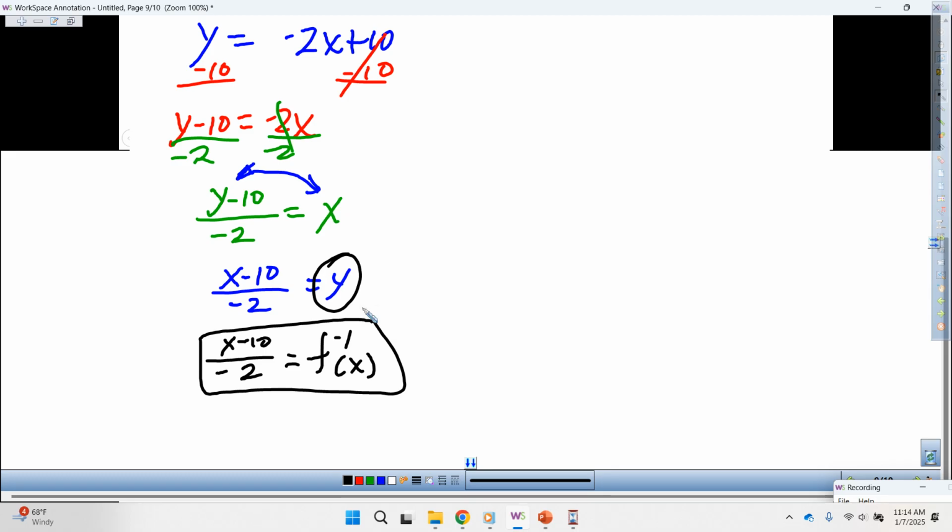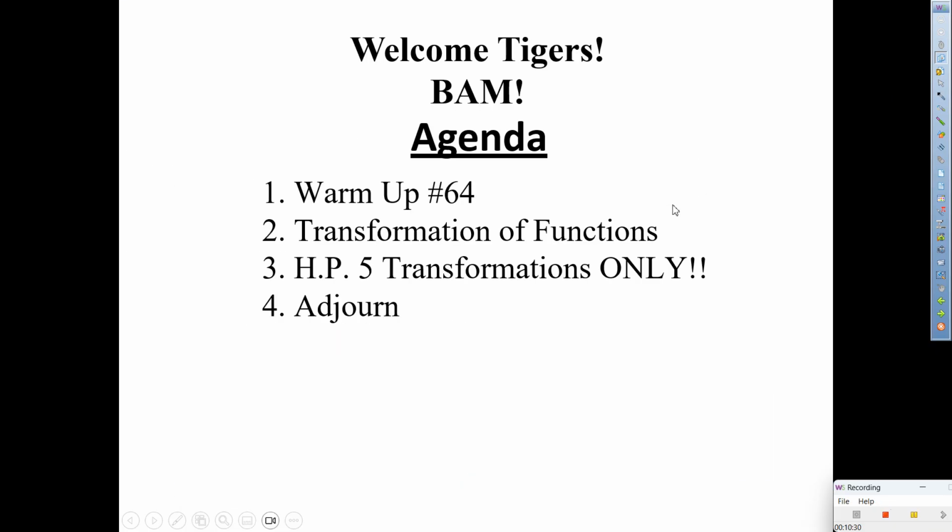Hands up if you got something like that. All right, not bad. All right, copy the agenda, please. Warm-up number 64, done. We're still in the middle of transformation of functions. Tomorrow we're going to add one more parameter. Today I do want to do some practice of what we did yesterday. And tonight's home play is 5 transformations. As soon as you copy that, come get at least 2 graph papers. You're going to need one for home play as well, so might as well get 3 graph papers from back here. Go.